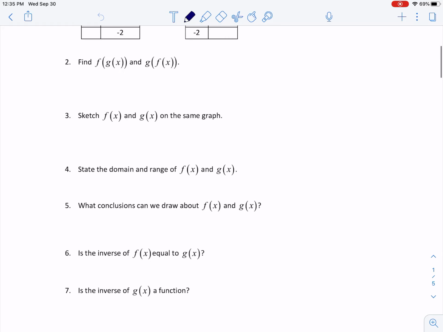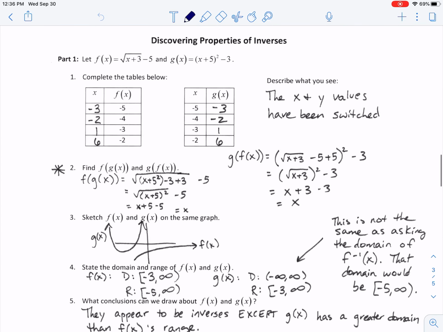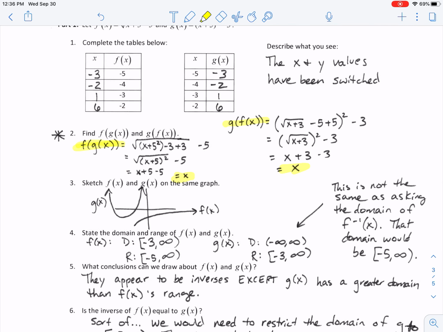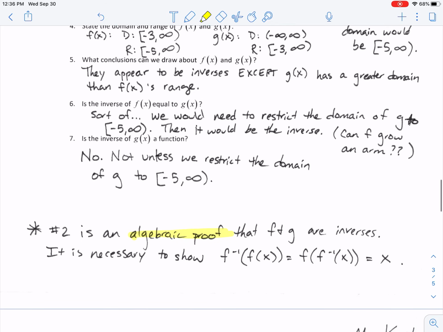Okay, now we're back. And here is the answer key. So what we notice is that the tables, the x and the y values have changed. We have noticed also that f of g of x is equal to x and g of f of x is equal to x. This is what they call an algebraic proof that they're inverses. If I can do the composition of the functions both ways, f of g and g of f, and both of those equal x, then I know that they're inverses. So I wrote it this way with the inverse notation down there.